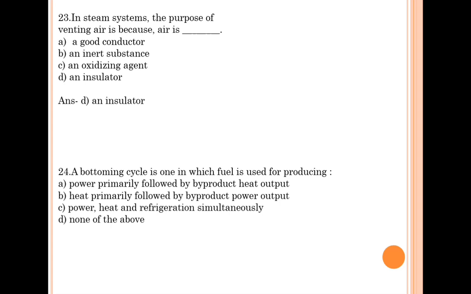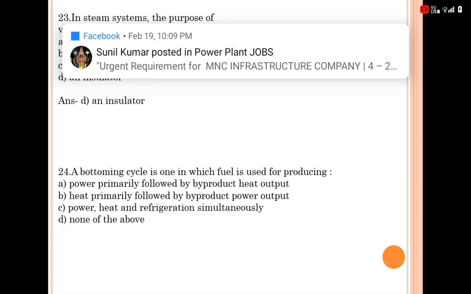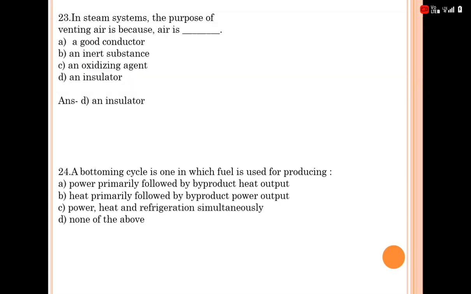Then 24. A bottoming cycle is one in which fuel is used for producing. In cogeneration system, basically there are two types of system. One is topping cycle, one is bottoming cycle. So topping cycle, fuel produces power, then thermal energy. And bottoming cycle, fuel produces high temperature thermal energy, then power. So here the question is bottoming cycle. That means the answer should be B, because first primarily heat is produced, thereafter from the byproducts power will be generated. So answer will be B.